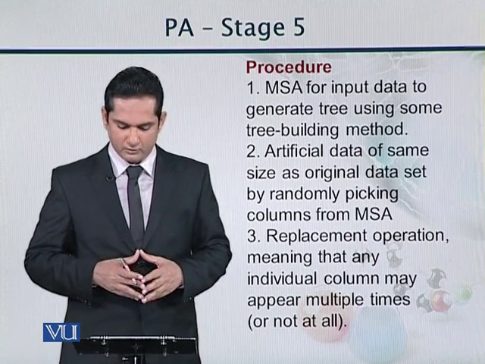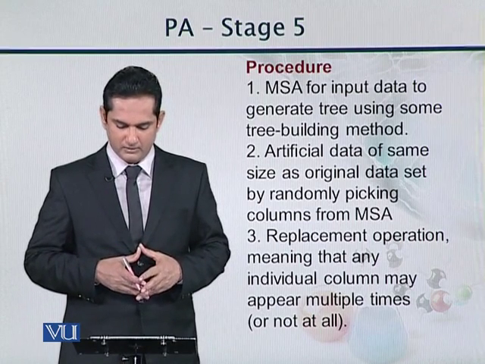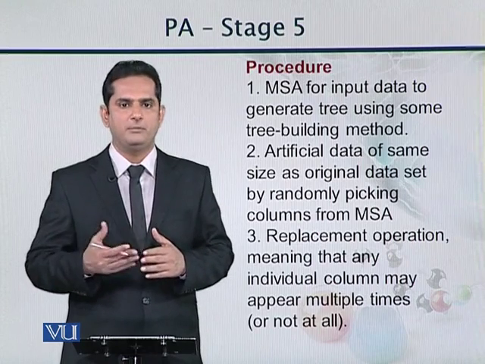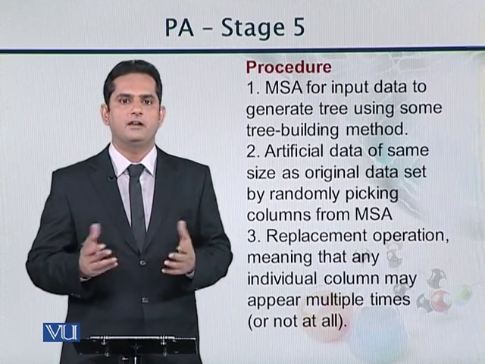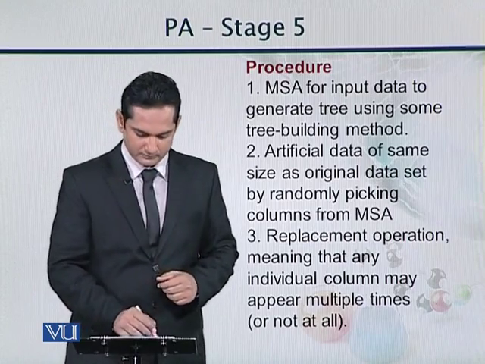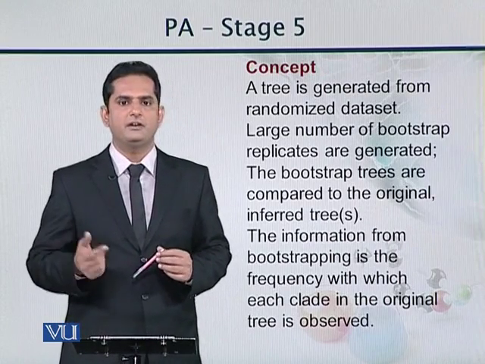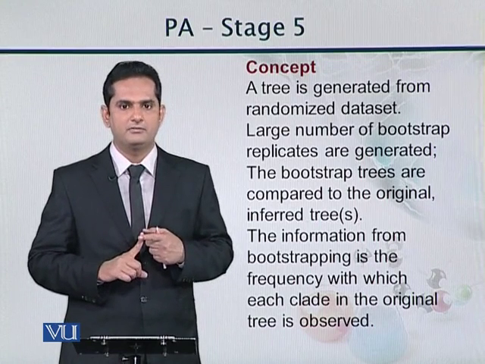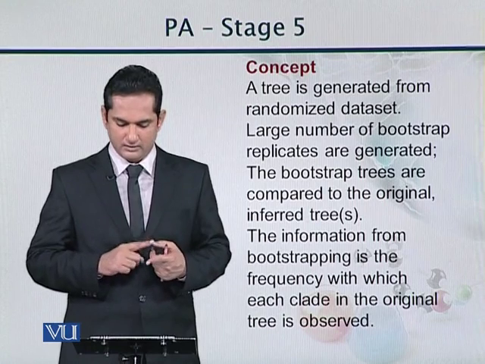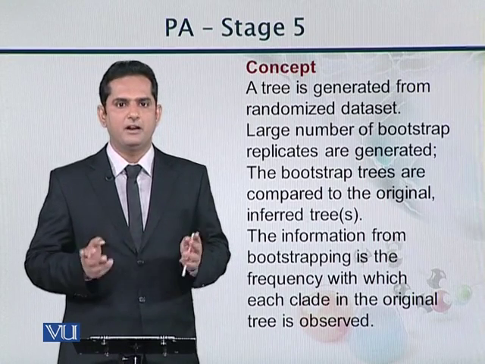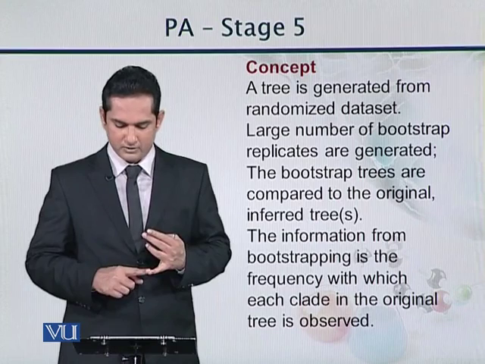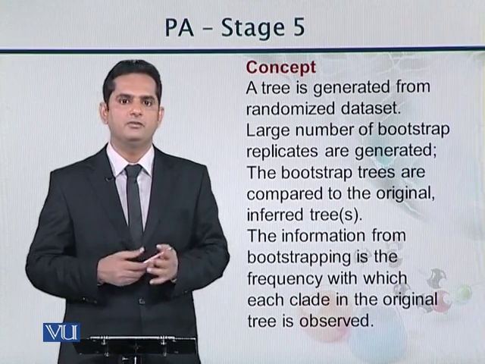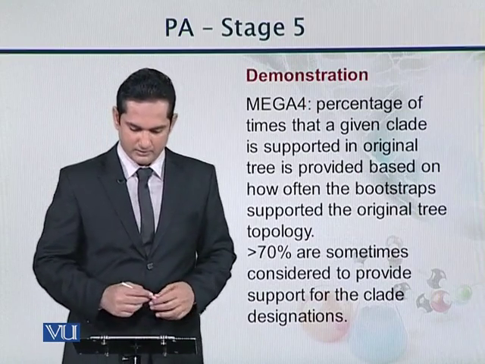And this replacement operation is there. Replacement operation means that individual columns can appear multiple times, or they can disappear altogether. So the concept is, a tree is generated from a randomized data set, then a large number of bootstrap replicates are generated, which are artificial, then bootstrap trees are compared against the real data. If this matching information, this frequency, is high, then we say that this is a very good generation of our phylogenetic tree.